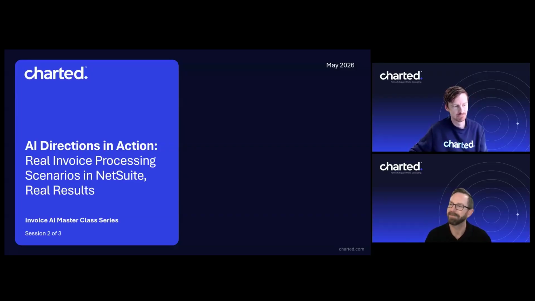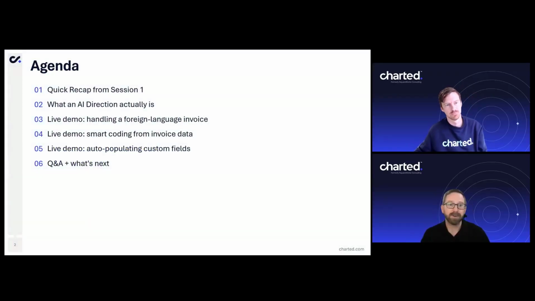Excellent. Thanks, Mike. So to get started, just a quick review of our agenda today. We'll touch on a quick recap of our first session in this webinar series. We'll talk about, well, what is an AI direction? What do we mean when we say that? We'll talk through a couple of short scenarios, examples. We'll both talk to them, and then we'll jump into a live demo inside of NetSuite for that. And then we'll wrap up with some question and answer sessions.